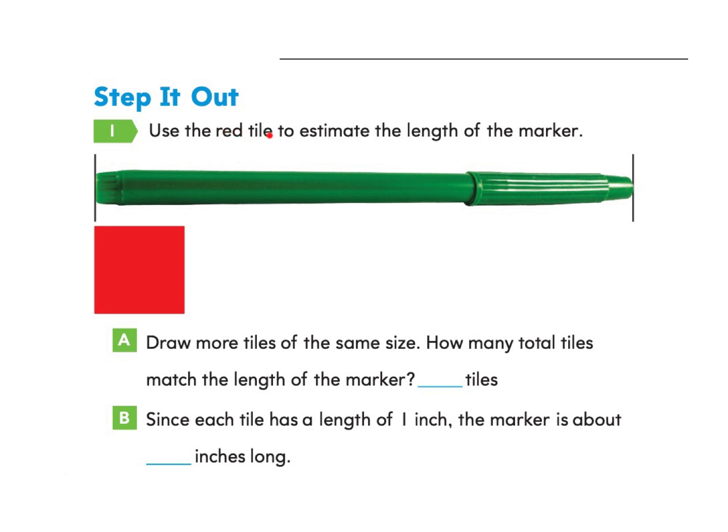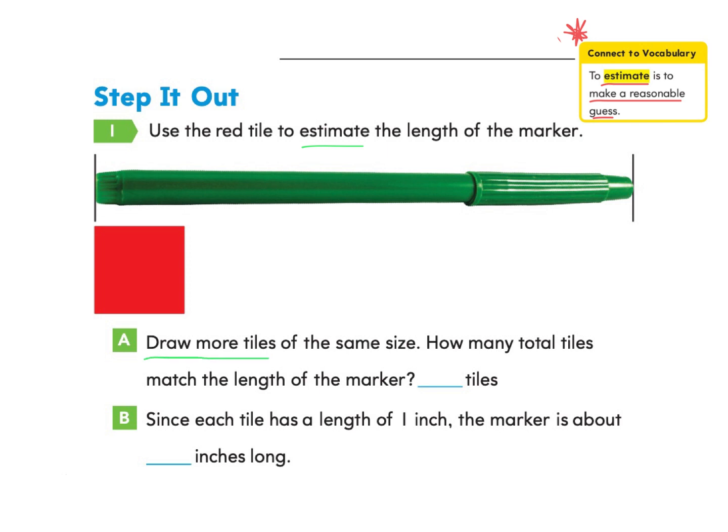Use the red tile to estimate the length of the marker. Remember that the word estimate means that we are going to make a reasonable guess, our vocabulary. So you may want to pause this video and go ahead and use 1-inch tiles to estimate and lay down tiles underneath the green marker to find out how many tiles there are. Now let's take a look at part A.